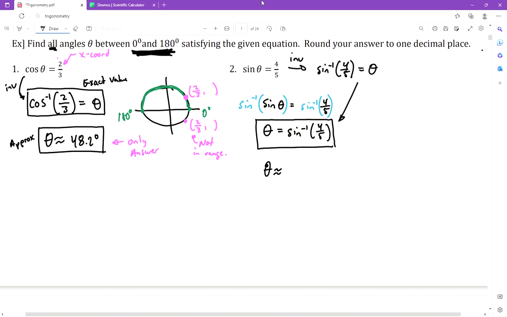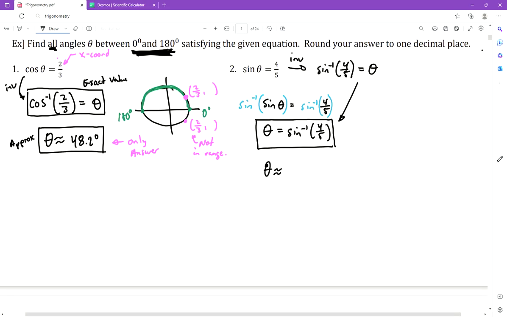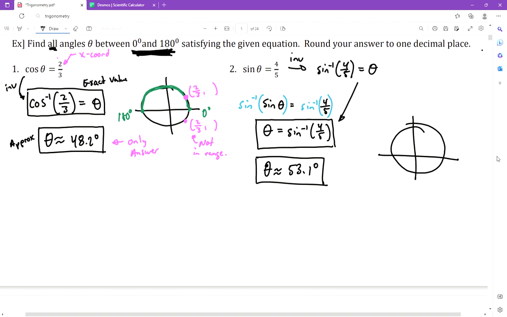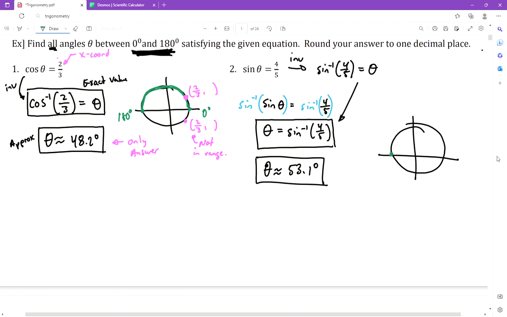So sine inverse of 4/5. Still Desmos, sine inverse 4 divided by 5. And we get 53.1. So we get 53.1 degrees. But let's go back to the same thing that we did on the first problem. They said that there should be maybe multiple answers. It said all angles, so there might be more than one.